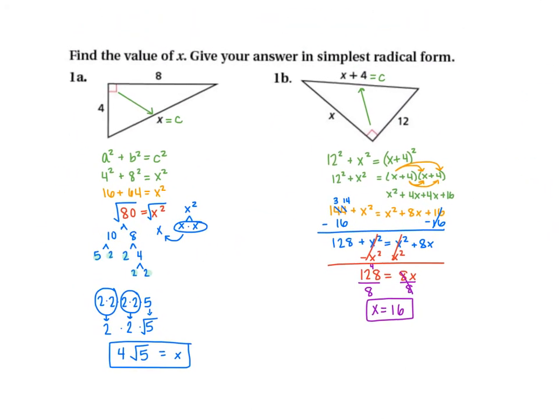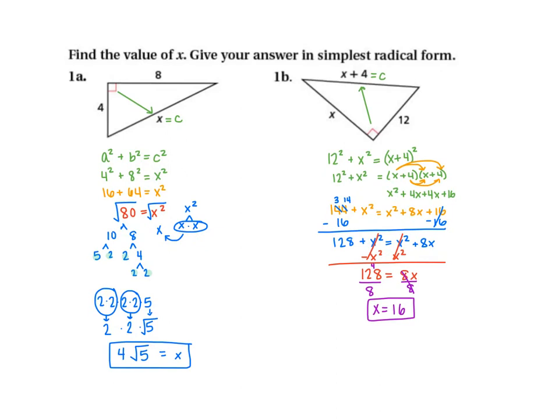All right, so these two just work through the same type of example. For 1a, we identify c as x. So 4 squared plus 8 squared equals x squared. 4 squared is 16. 8 squared is 64. 16 plus 64 is 80. And then 80 breaks down to 8 and 10. 10 breaks down to 2 and 5, which are both prime. 8 breaks down to 2 and 4. And 4 can get broken down again to 2 and 2.